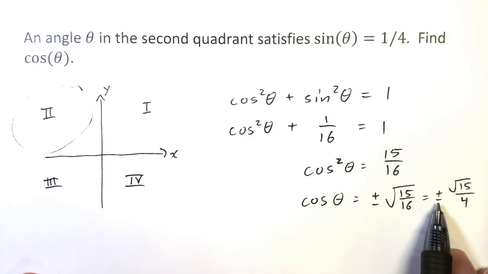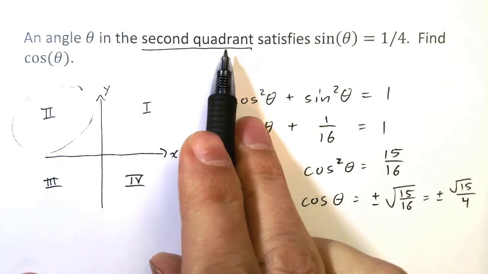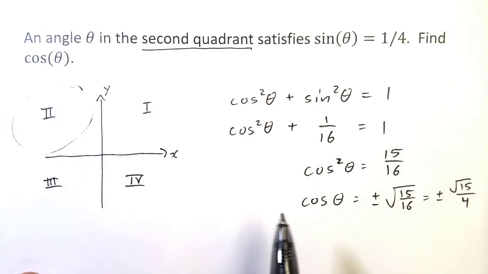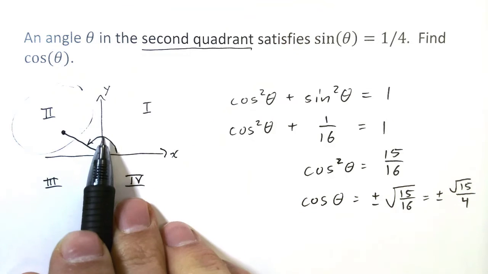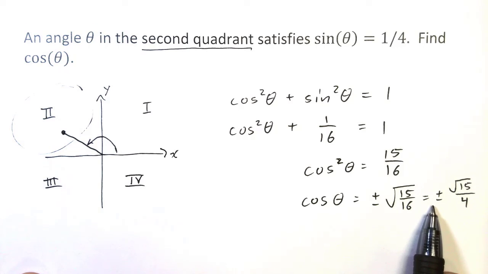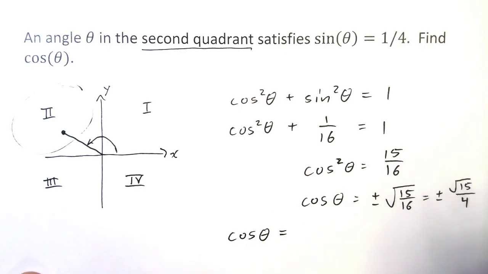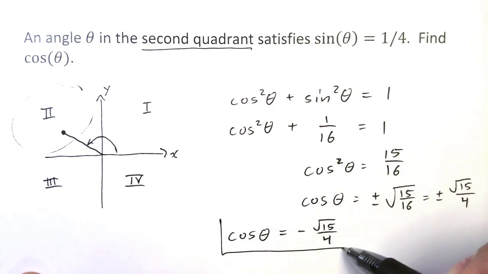How do I know which one it is? Well, that's where this comes into play. Knowing that we're in the second quadrant tells us that we're over here. And remember that cosine of the angle is the x coordinate. So if my angle positions me somewhere over here, I see that my x coordinate must be negative. That tells me that I need to use the negative solution of the two solutions that I got here. So as a final answer, I would write that cosine theta is negative root 15 over 4. That is my final answer.